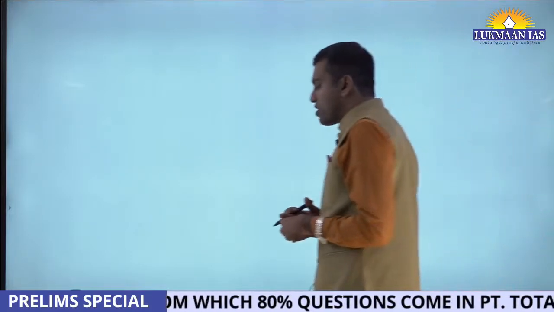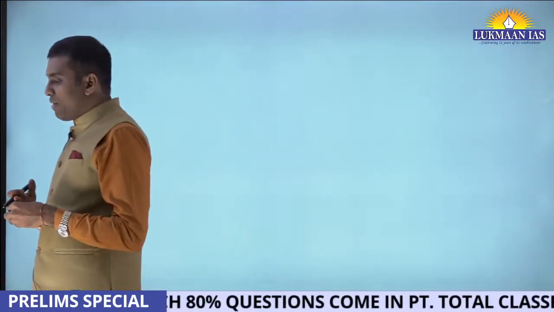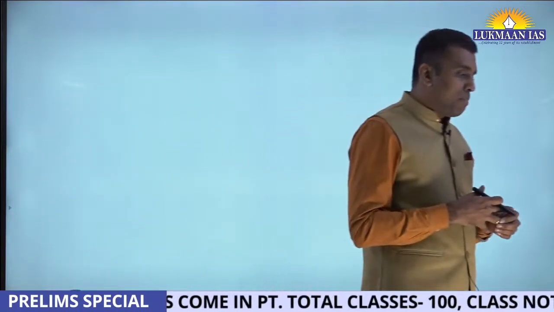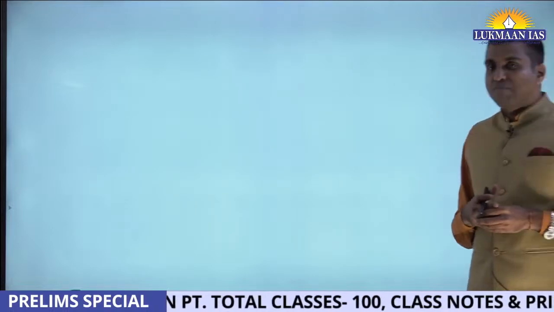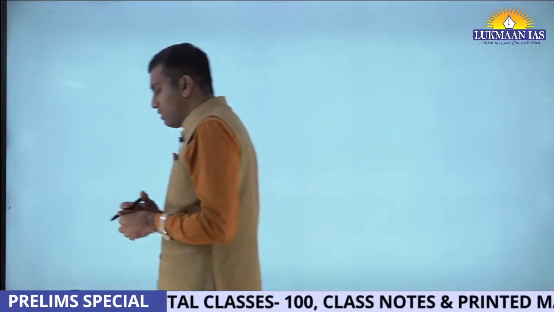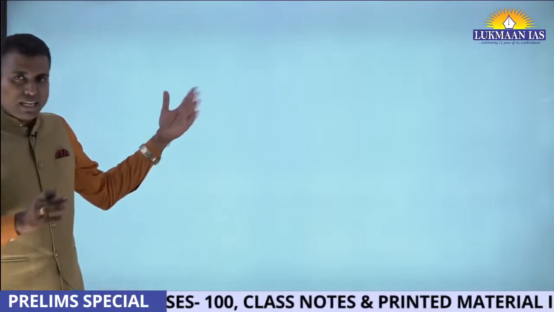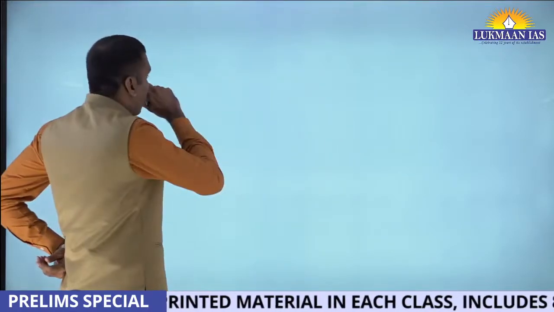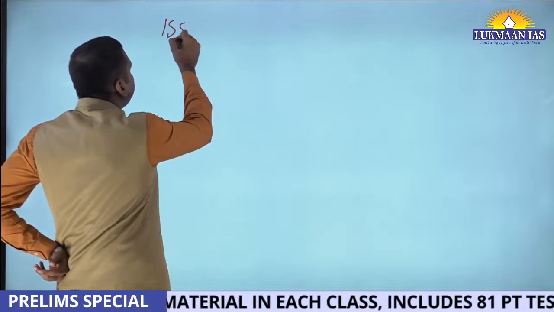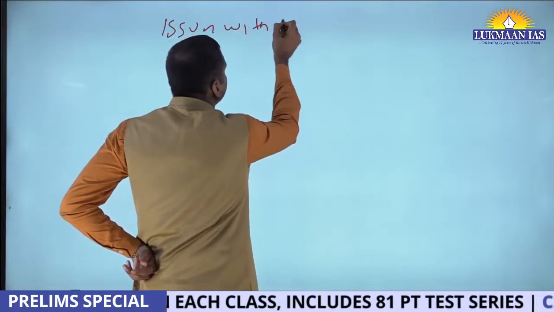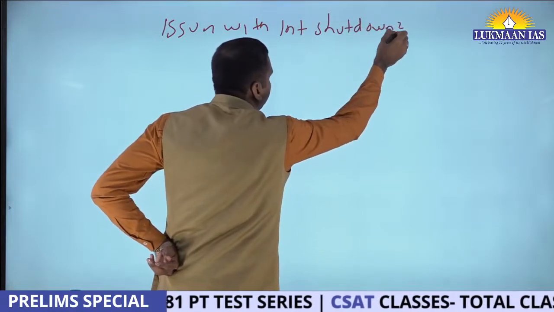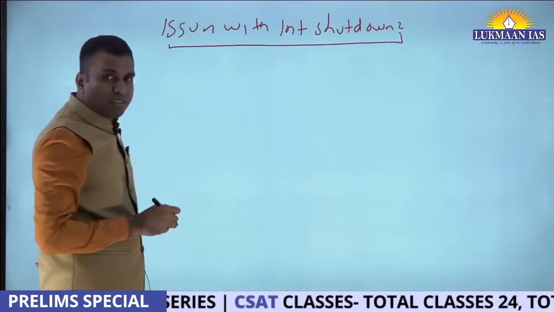So, the temporary suspension telecom rules provide for shutdown of internet for maintaining public safety and for addressing public emergency. Right? This is the review mechanism. This is the issuing mechanism. Now we are coming into the major part of our discussion. And what is that? Issues with internet shutdown. What are the issues with shutdown of internet?